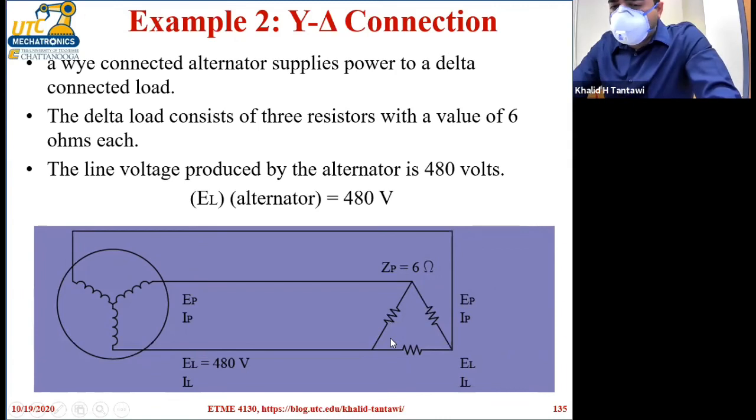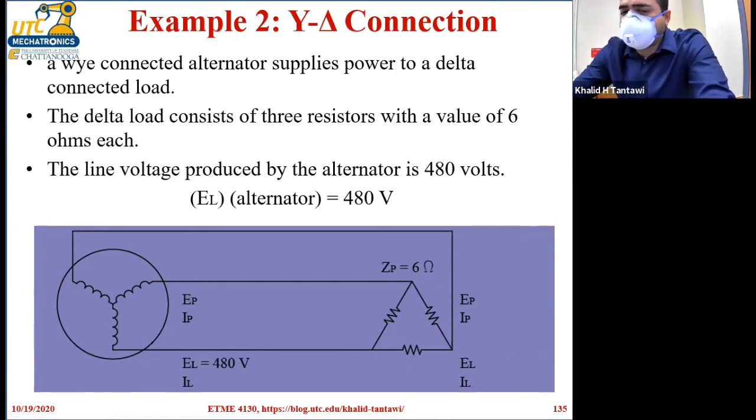All right. So we have found E line on the load, we have found E phase on the generator, and we have found E phase on the load. What is the easiest quantity to find after that? The line current for the load? No, before that. The phase current for the load. Okay. And what is it going to be equal to?